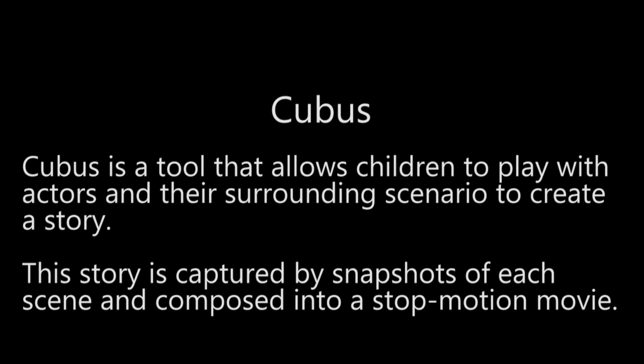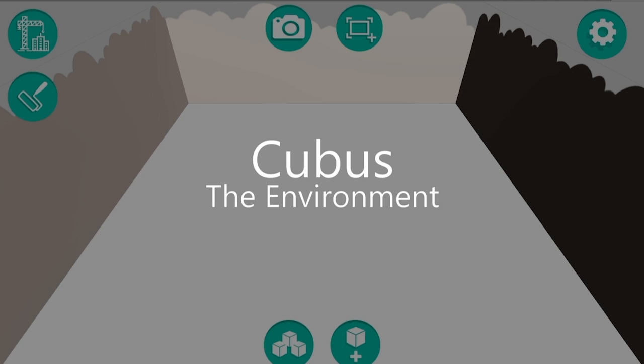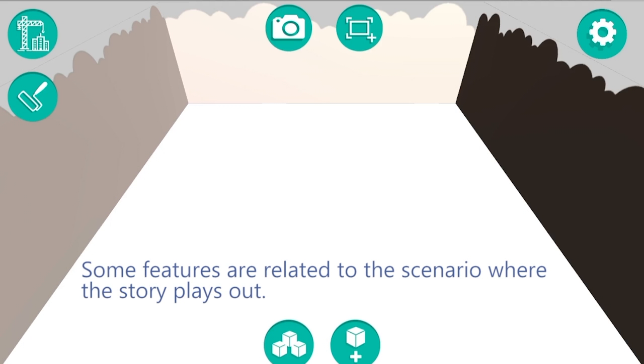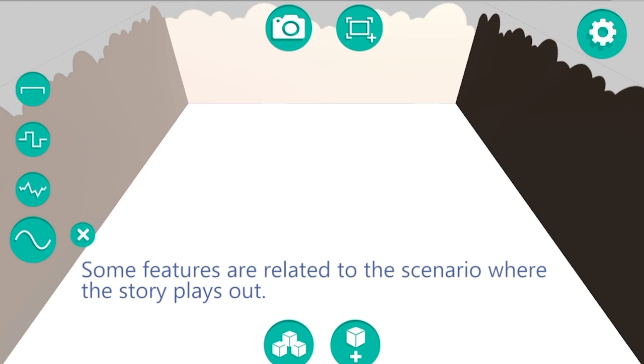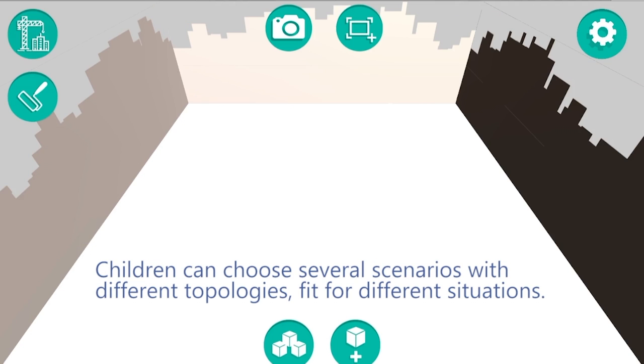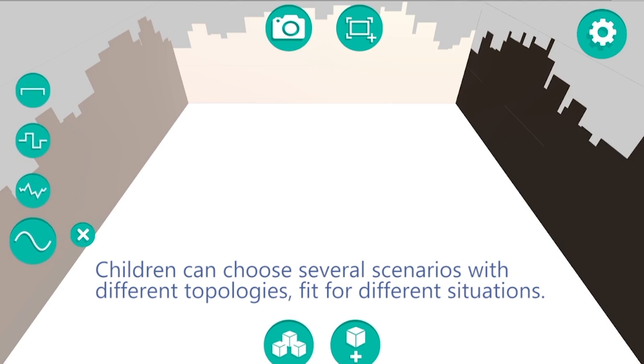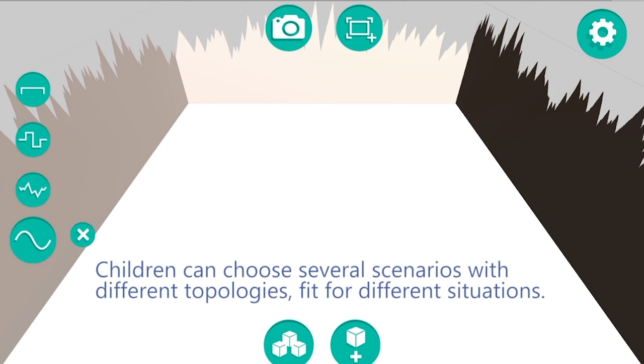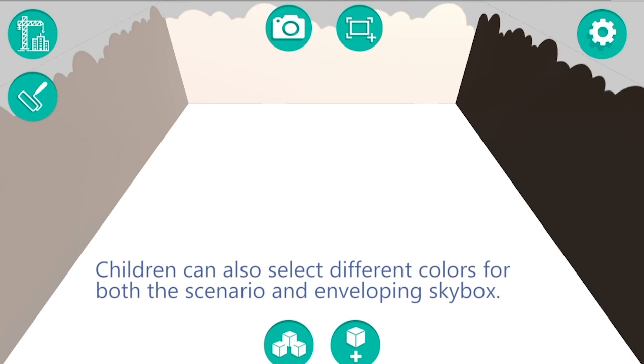This is how the environment of CUBUS looks like. Some features are related to the scenario where the story plays out. Children can choose several scenarios with different topologies fit for different situations. Children can also select different colors for both scenario and the enveloping skybox.